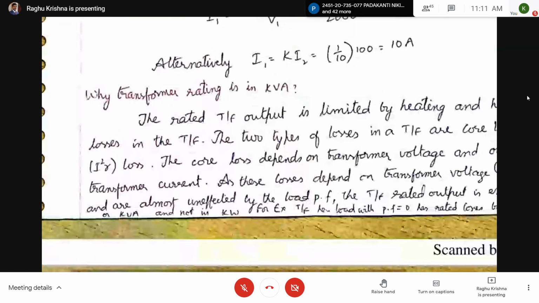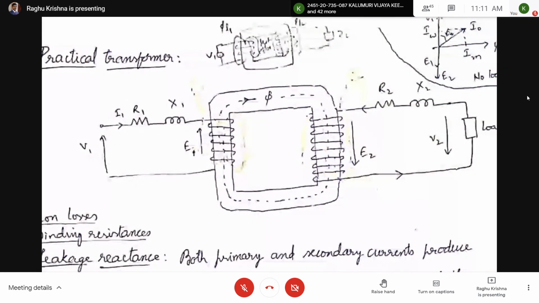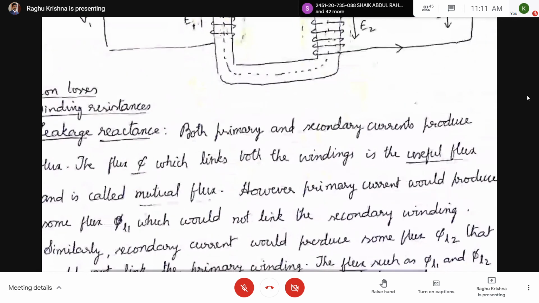So this is a practical transformer. Here, the winding resistance is considered. R1 and R2 are the primary winding resistance and secondary winding resistance respectively. Next, leakage flux is considered by the leakage reactances X1 and X2. What about the third one, core losses? We are also going to consider the core losses. Fourth one is IM. Here in the phasor diagram you can see.